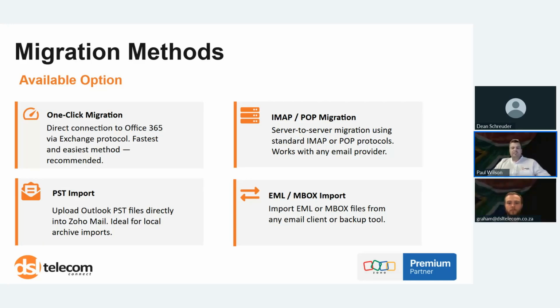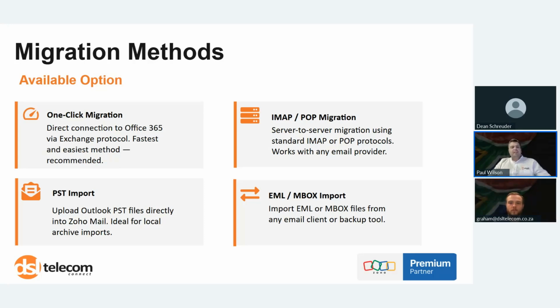This is a server-to-server migration using the standard IMAP and POP protocols, where we allow the server or Zoho Mail to log into your old service and then pull the mails from it. This can work with any provider, whereas the one-click only works with Office 365.